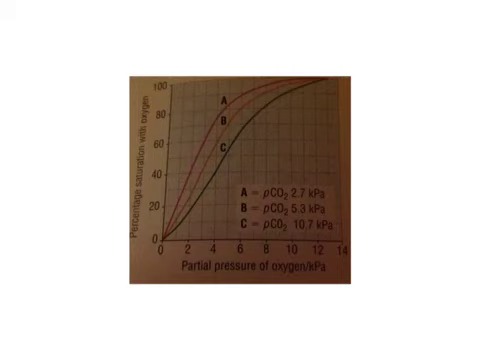The point of the graph is to compare line A with line B and line C. And that's an extra variable to consider once you've looked at the x and y axis. So it's a third variable. And we see that the graphs of A, B and C differ in the partial pressure of carbon dioxide. So A has a low partial pressure of carbon dioxide, B has a medium partial pressure, and C has a high partial pressure. So question, where in the body would you find partial pressures of around C, 10.7 kilopascals?